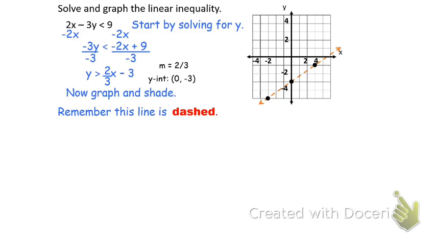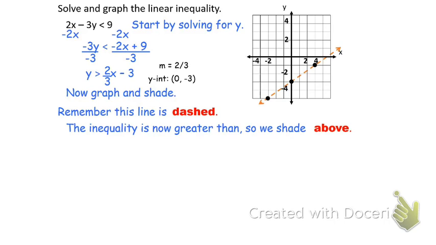And now we need to shade. We can't look at the original problem. We're going to look at the new one when we got slope-intercept form, that y is greater than 2/3 x minus 3. The inequality is greater now, which means we're going to shade above.